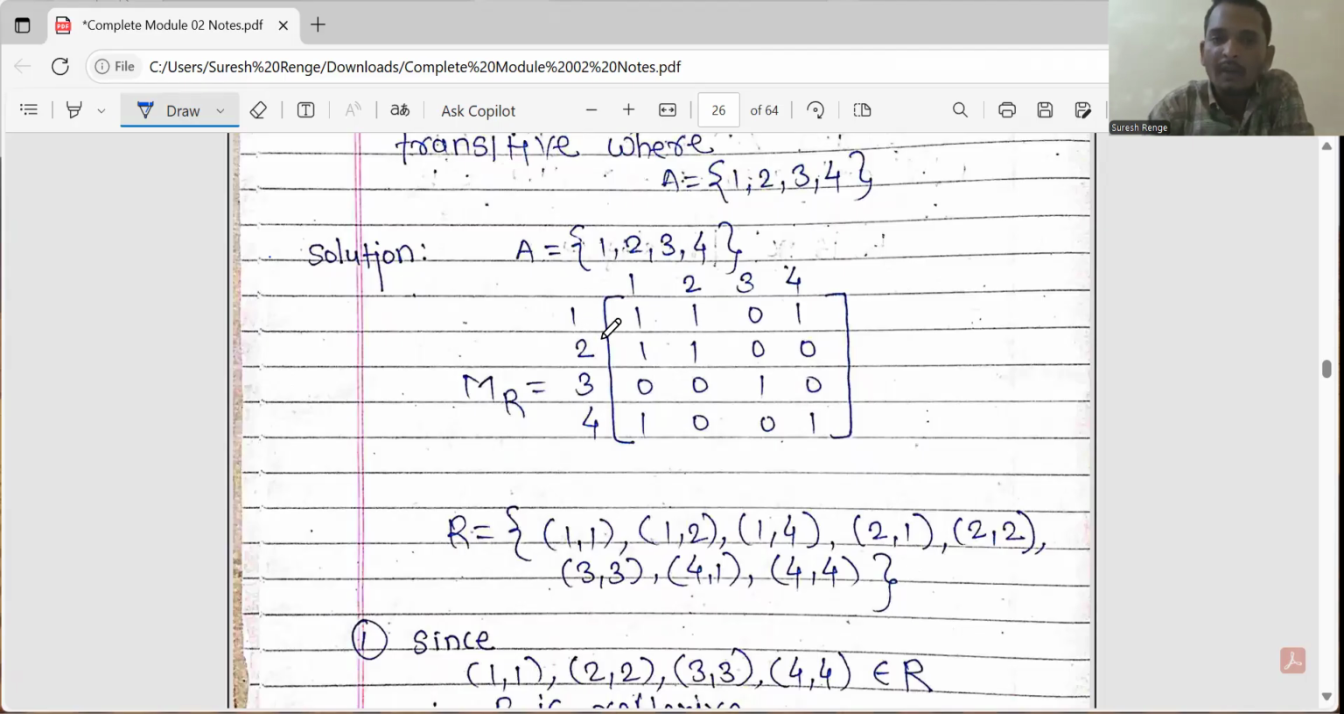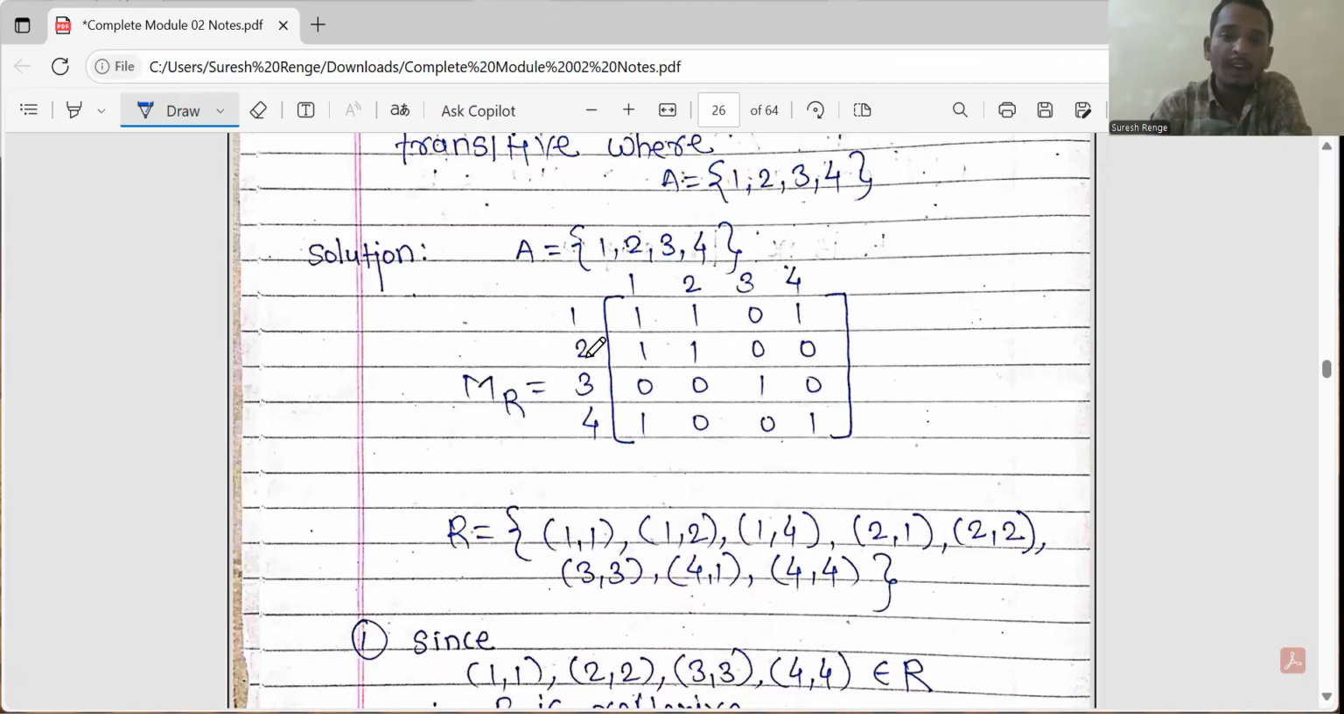For the first 1, this represents that 1 is related to 1, so we write the first element (1, 1). Next, 1 is related to 2, so the second element is (1, 2). The 0 represents that there is no relation between 1 and 3. Now 1 is available here, so there is a relation between 1 and 4. The next element is (1, 4), the third element.